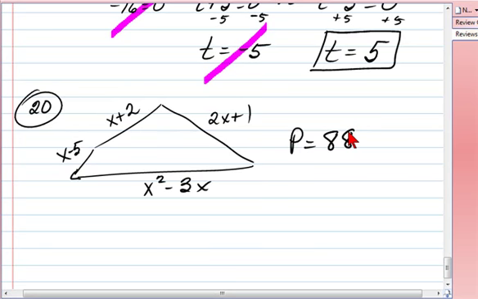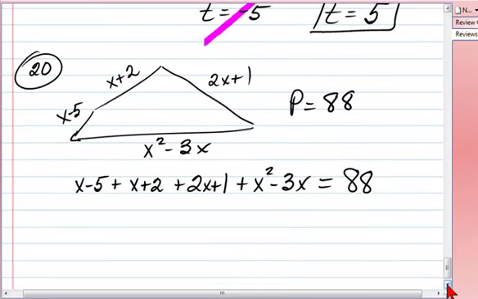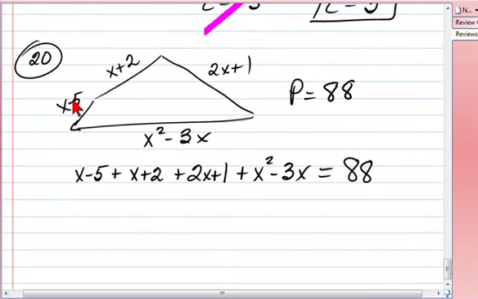How can you write an equation? What does perimeter mean? The sum of all the sides. Add them all up, and it equals 88. Doesn't matter what you start with. So I'm going to have x minus 5 plus x plus 2 plus 2x plus 1 plus x squared minus 3x equals 88. You did not have to go in that order, but I started over here on the left side, and I just went clockwise around the figure.